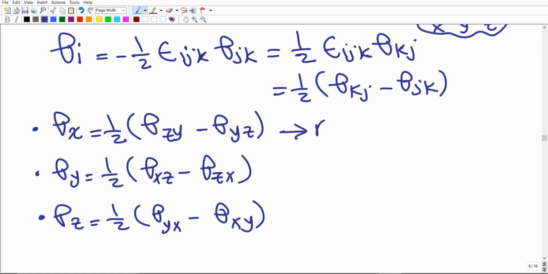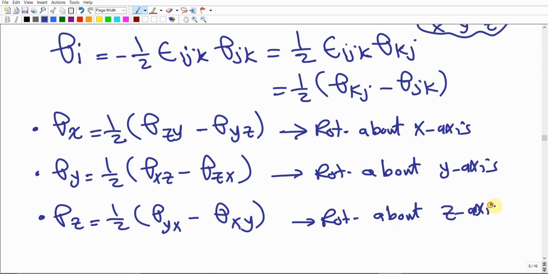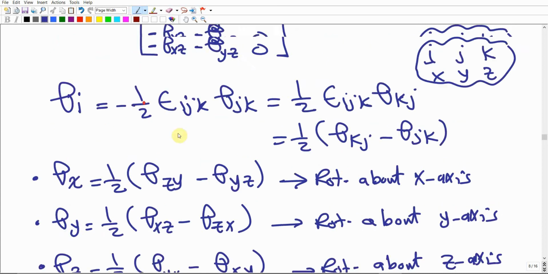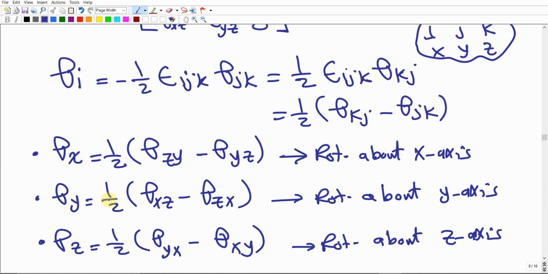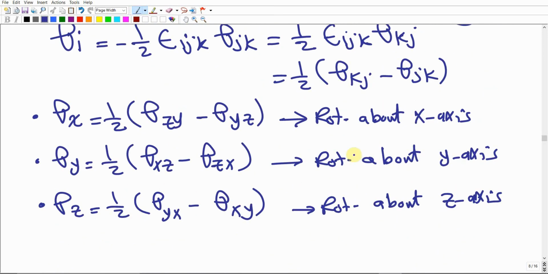This is again the rotation about the x-axis, this one is the rotation about the y-axis, and this is the rotation about the z-axis. Make sense? So simply, because the components of the rotation tensor we already got them here, if you plug them into these expressions, you're going to end up with the rotation vector, or the components of the rotation vector of this continuum.